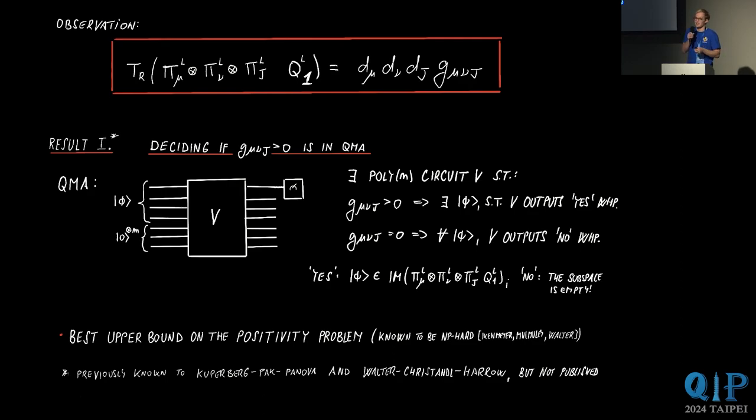And I would also say that after we wrote this result down, it turned out that other people were aware of it. So it was previously known to Greg Kuperberg, Igor Pak, Greta Panova, and also to Mike Walter, Matthias Christandl, and Aram Harrow, but they never published it. So this is the first time it appears in print.